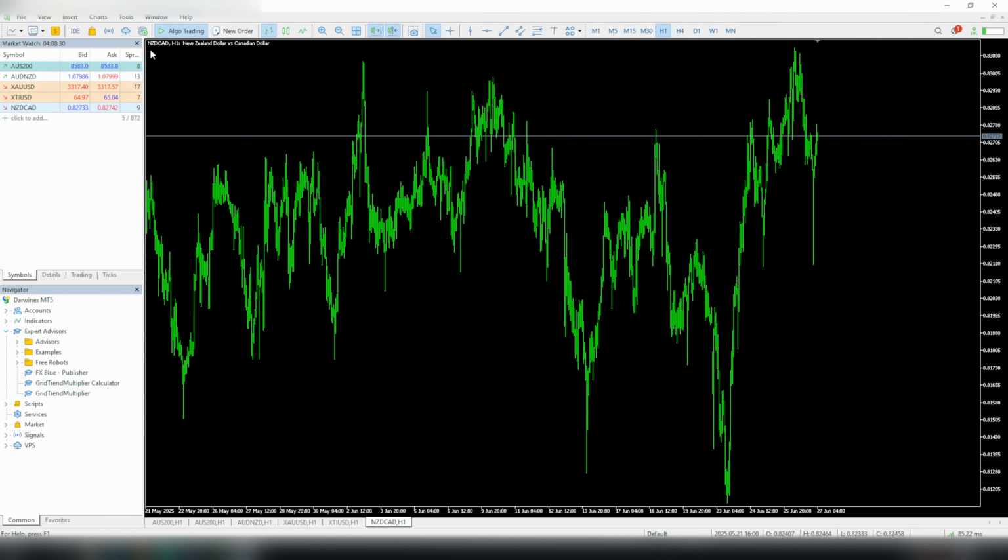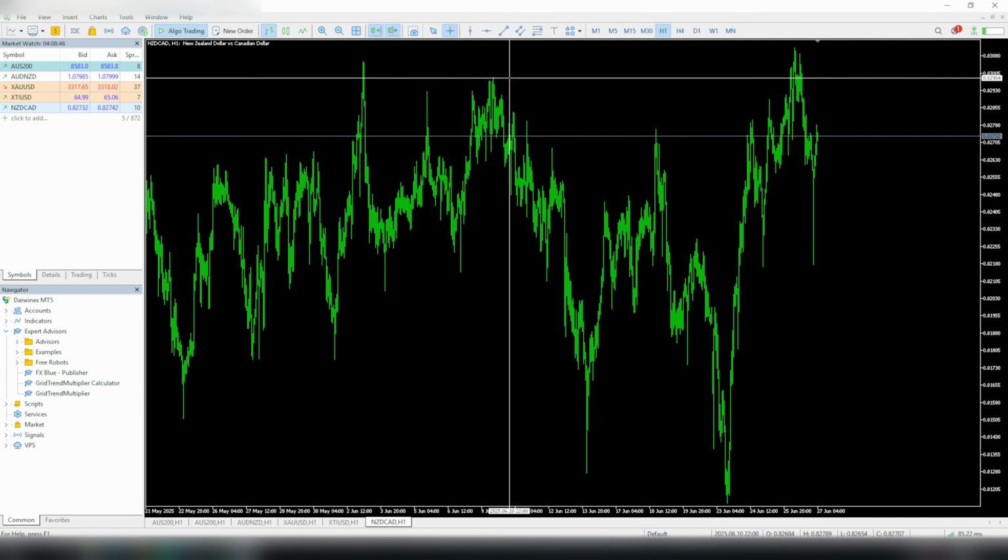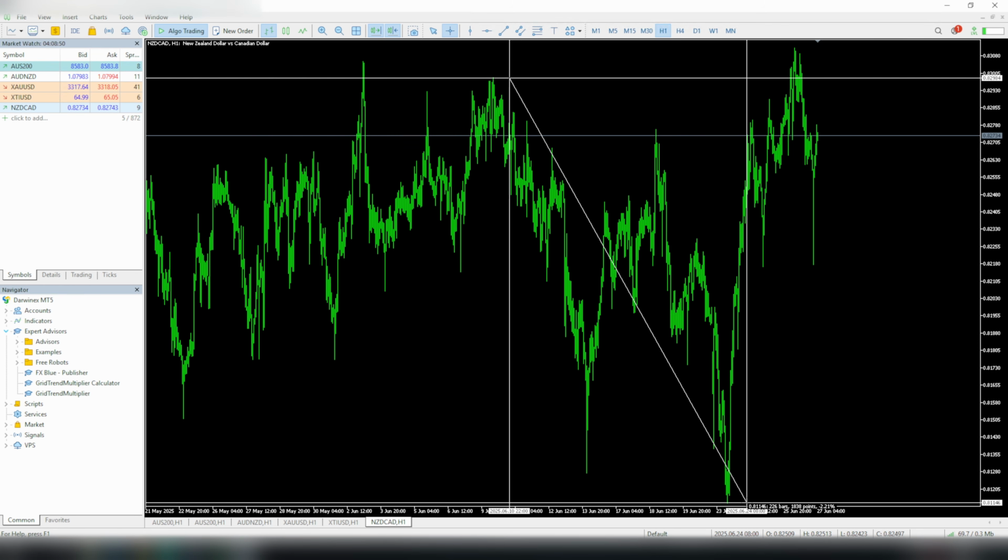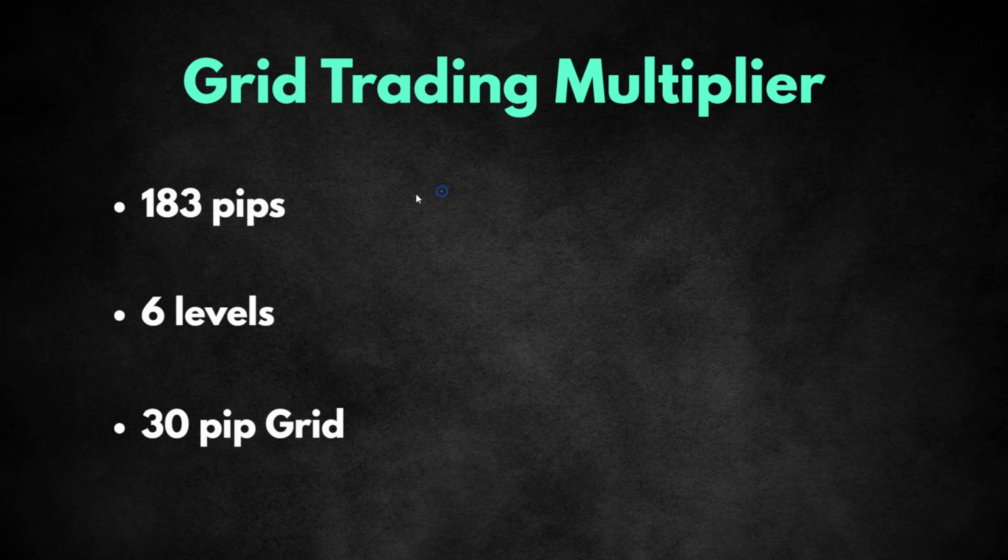So let's pretend I want to trade the New Zealand CAD. I've got the chart open. The time frame doesn't matter. I just want to zoom out a little bit and see what the range of motion is. So let's take a look at the risks here. Let's pretend I want to trade between this level and this level here, which is about 183 pips. If I want to cater for a 183 pip move, I generally like about 6 levels in my grid trading. So 183 divided by 6 is a 30 pip grid.